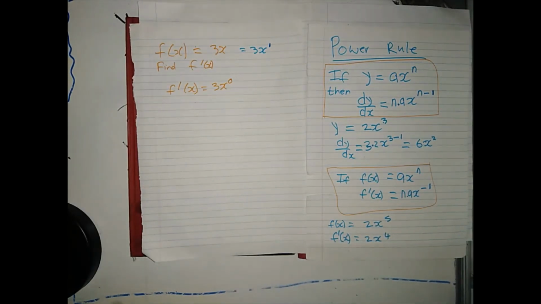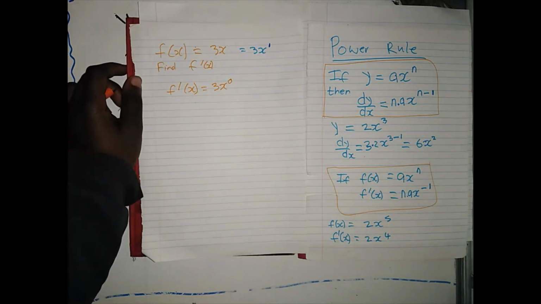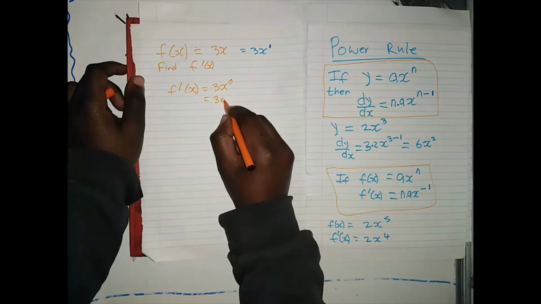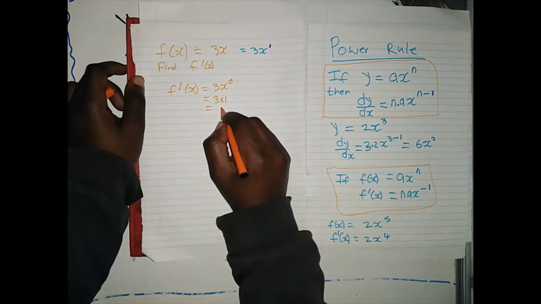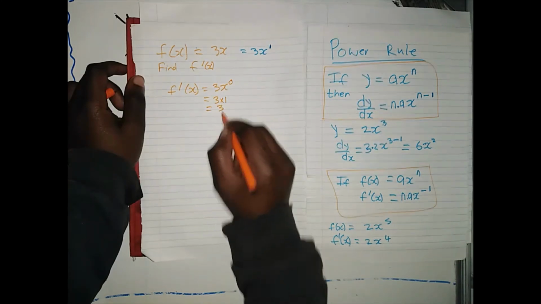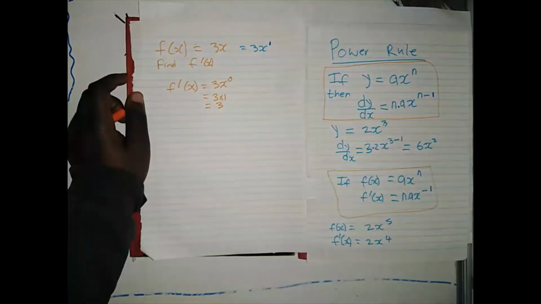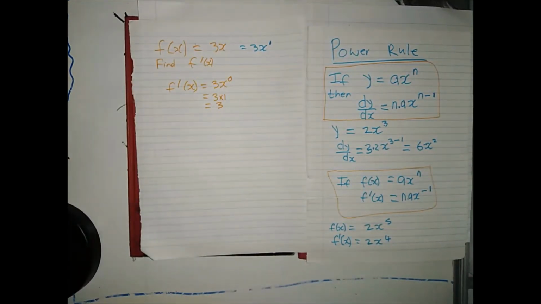And from the exponent rule, ladies and gentlemen, we do remember that anything to the power 0 is equal to 1. So this is the same as 3 times 1, which is equal to 3. So the derivative of 3x is nothing other than 3. Wonderful.